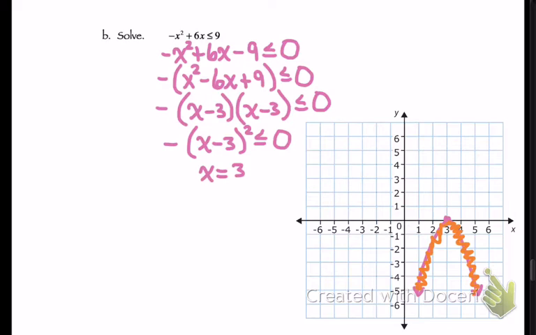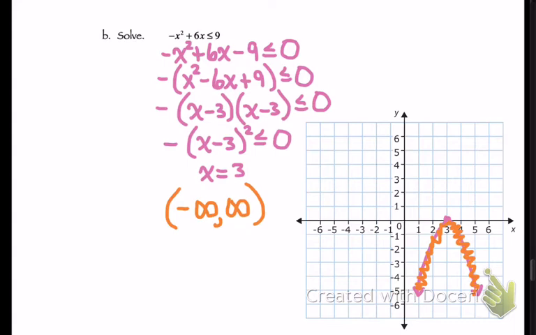I want to know where it's less than or equal to 0, so I shaded everything because that's where it's less than or equal to 0. So it looks like everything is shaded. How do I write that in interval notation? Well, I write negative infinity, comma, infinity. It's below everywhere. Hopefully, that made sense for you.